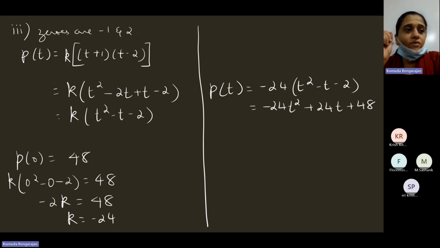Okay, so the zeros were given. We found the polynomial. And to find the value of k, we use those two things: 0 seconds, 48 feet. So 0 seconds should be used in place of t, and the value of the polynomial is equal to 48. When t is 0, the value of the polynomial is 48. So the polynomial is P of t, right? See the board. For t, if you give 0, P of 0, that value will become 48.